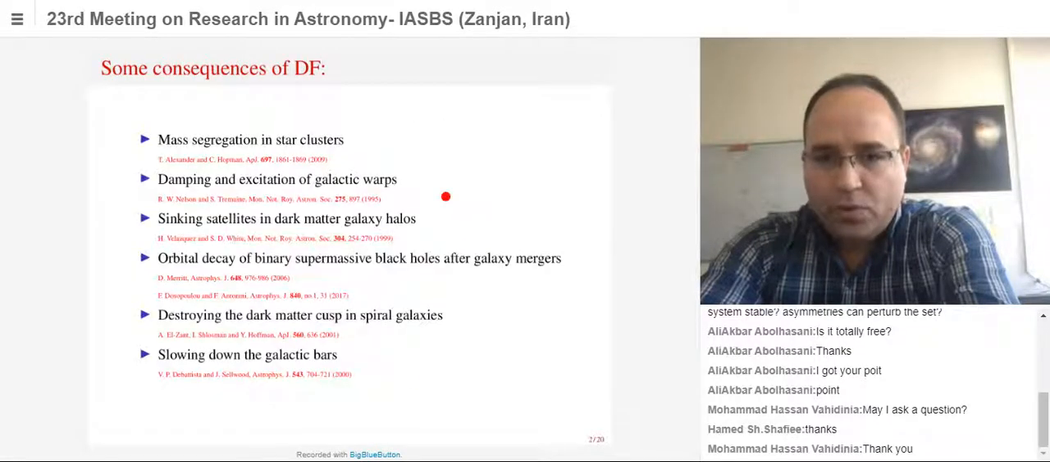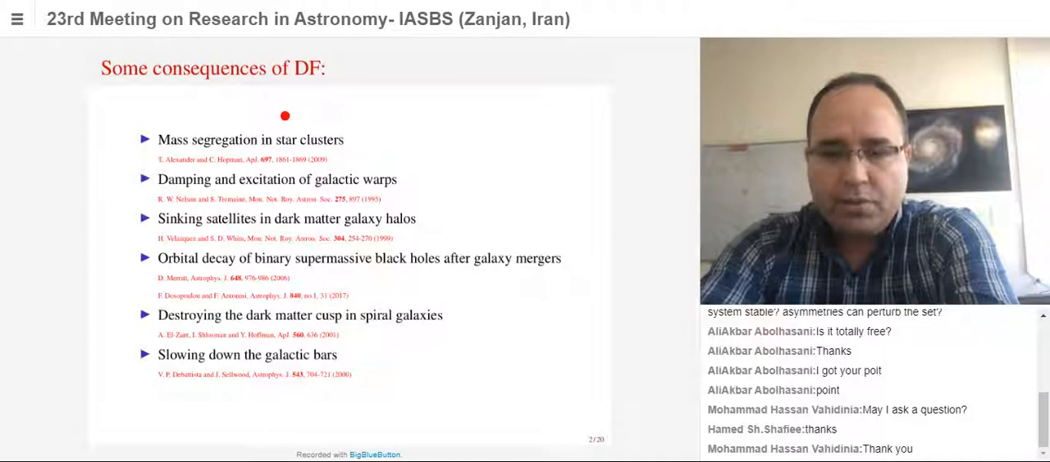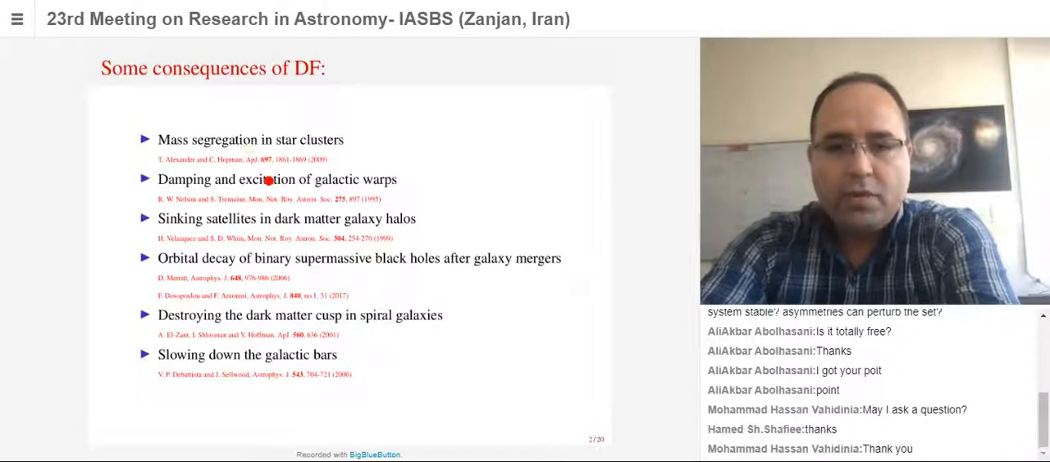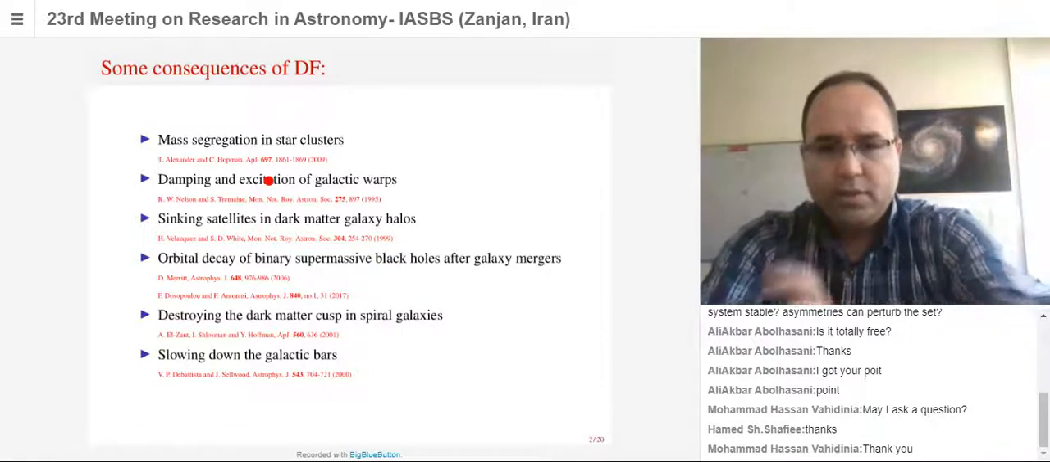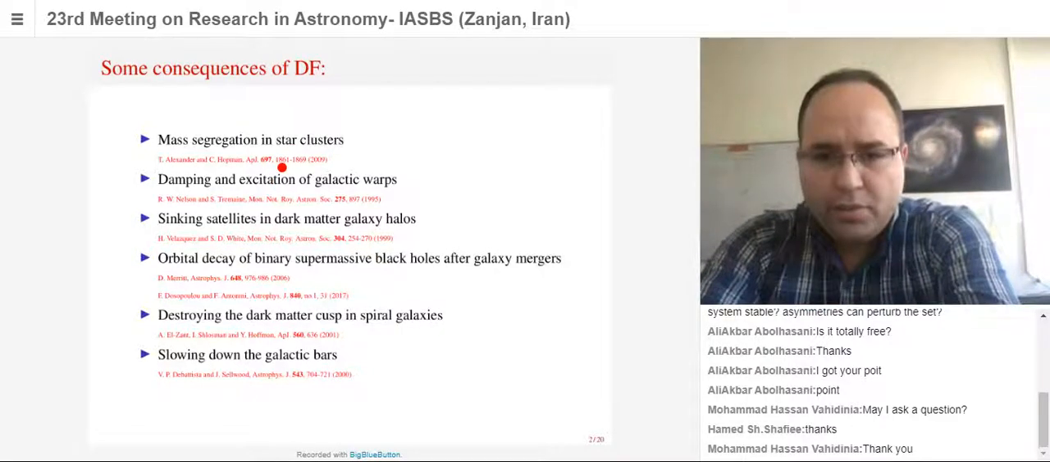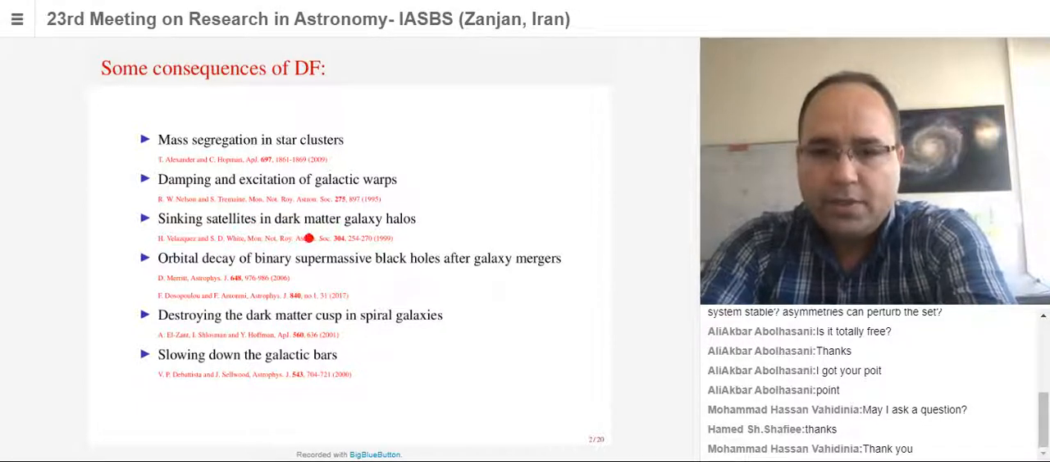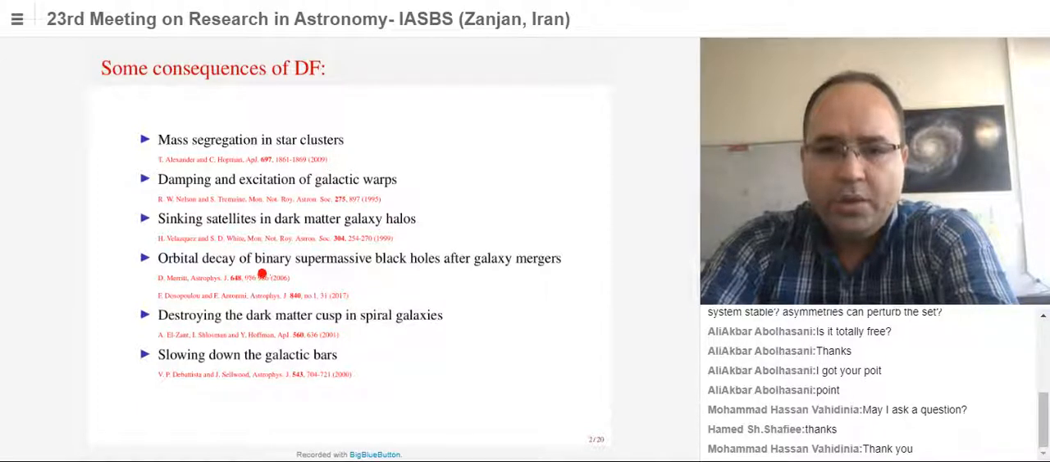Existence of this force has several consequences. Many consequences have been attributed to dynamical friction. For example, mass segregation in star clusters. I have tried to mention some important and original papers. Damping and excitation of galactic warps, sinking satellites in dark matter galaxy halos. This is relevant to the four nights puzzle, in fact. Orbital decay of binary supermassive black holes, destroying the dark matter cusp in spiral galaxies.